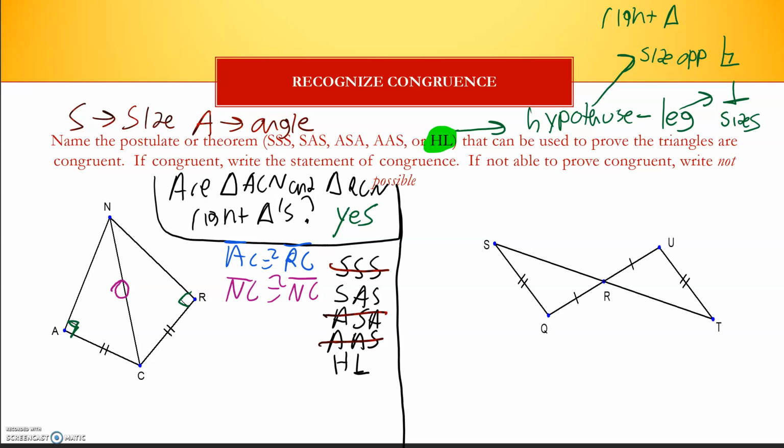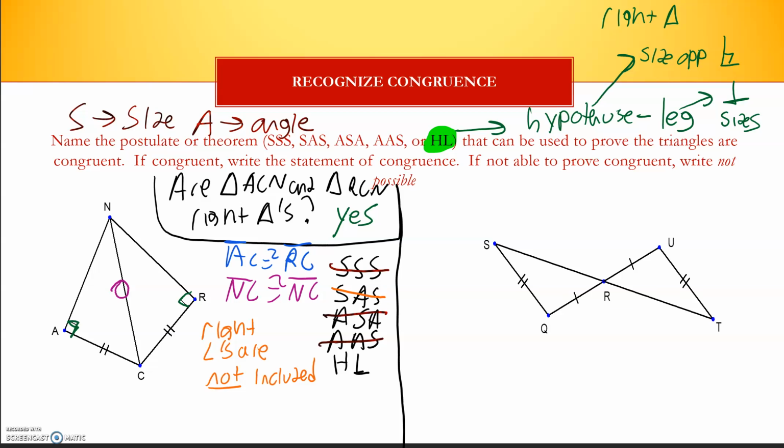We've talked about in the other video this idea of inclusion. Are the right angles included between the two sides? The answer to that is no. The right angles are not included. They're not between the two congruent sides. SAS is not a possibility.